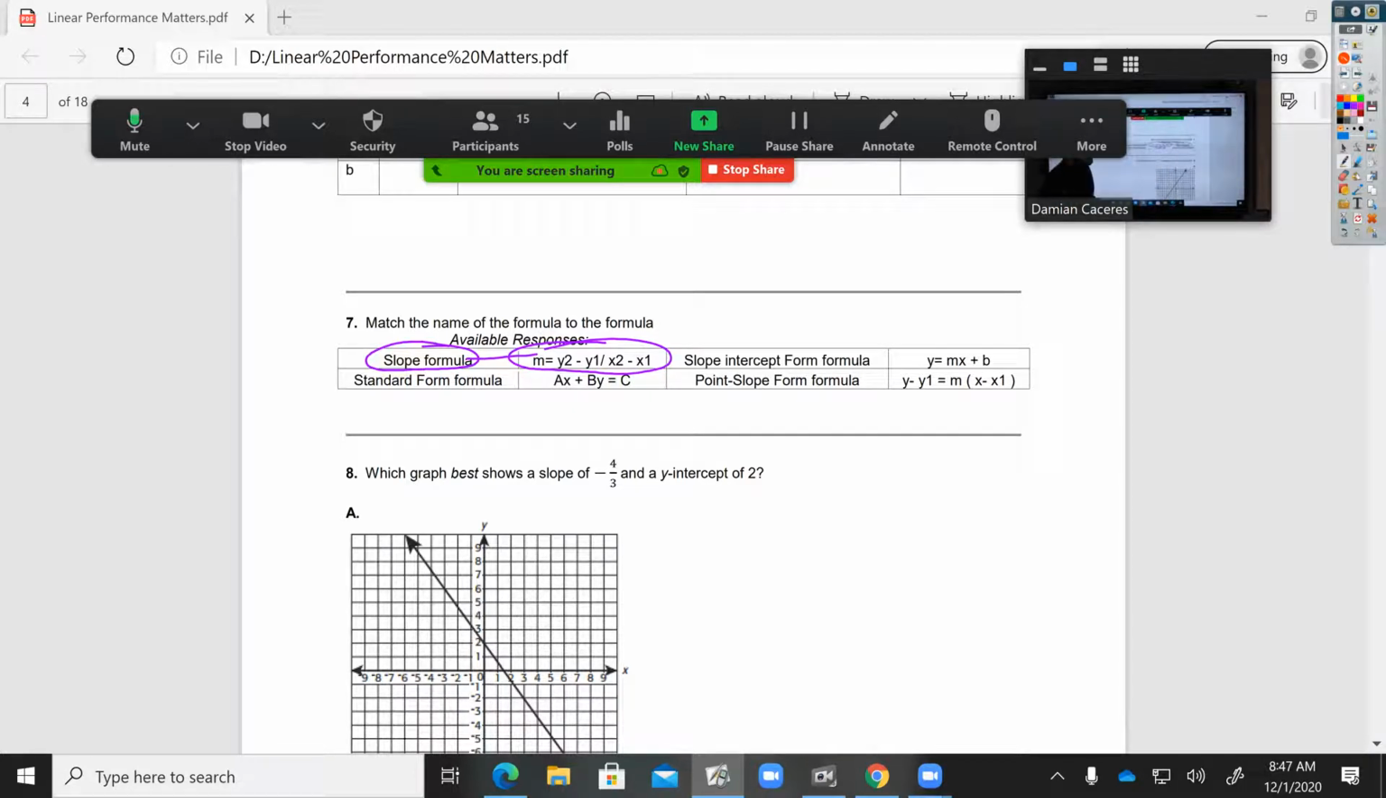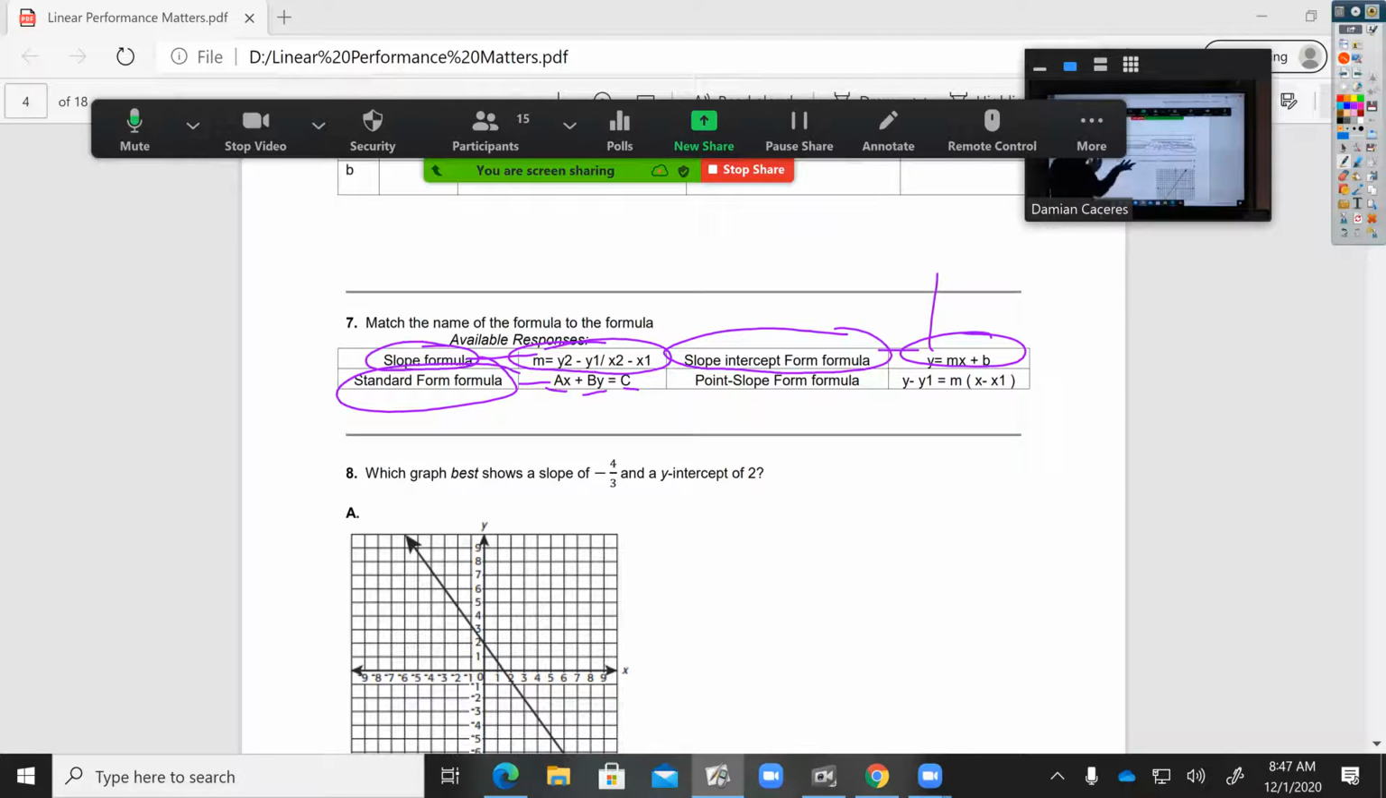Another one that you should for sure know is when the y is by itself. When the y is by itself, that's slope-intercept form. So these two get matched up. When the x and the y are on the same side and the constant is on the other side, that is standard form. Another format that we learned in this class.